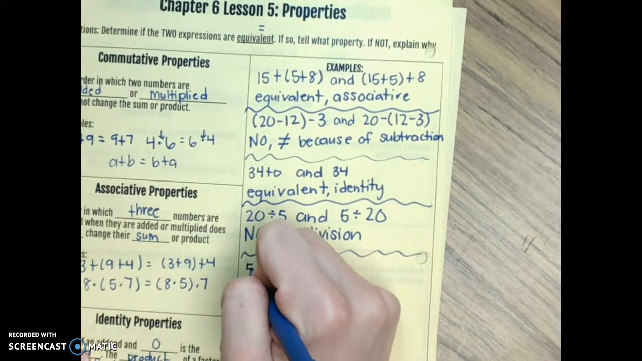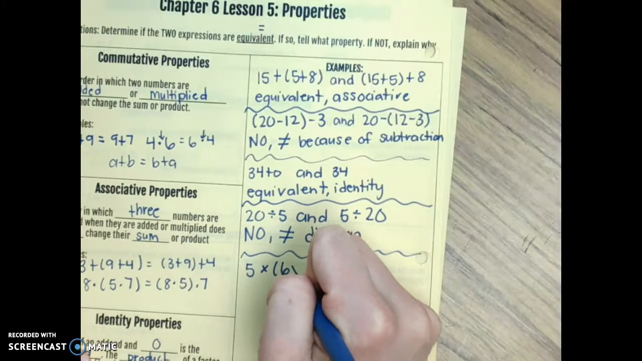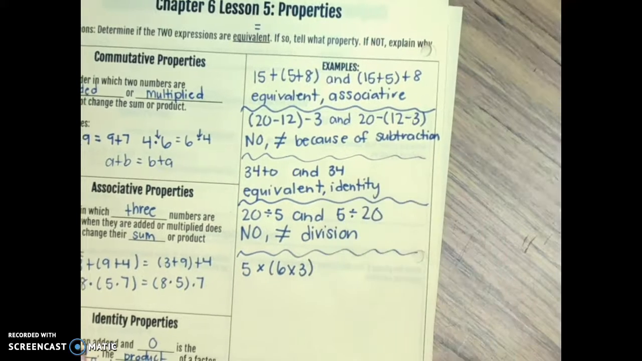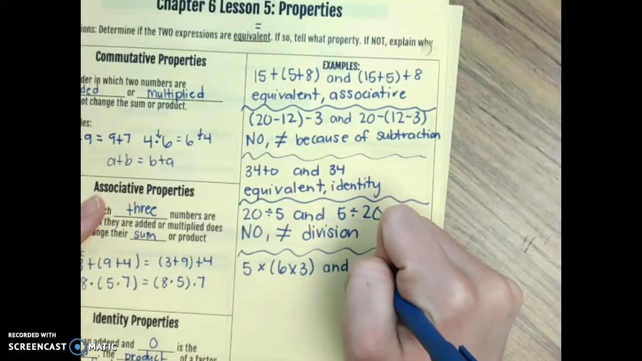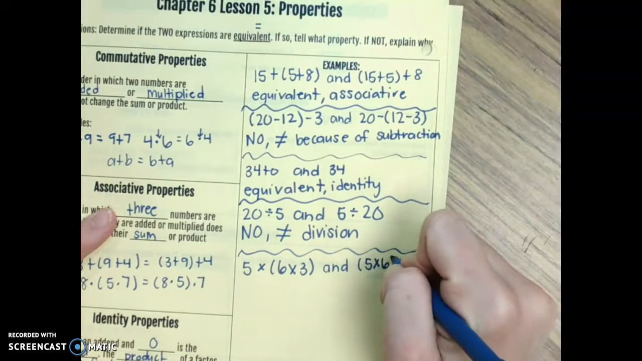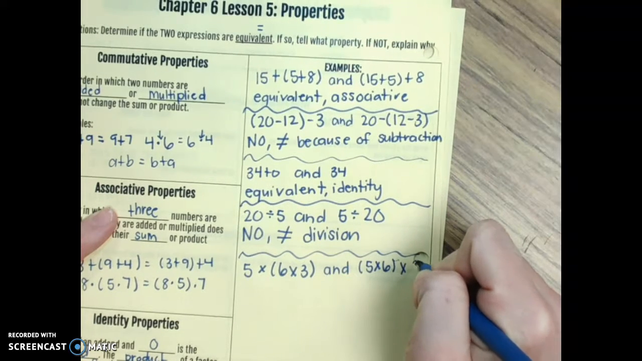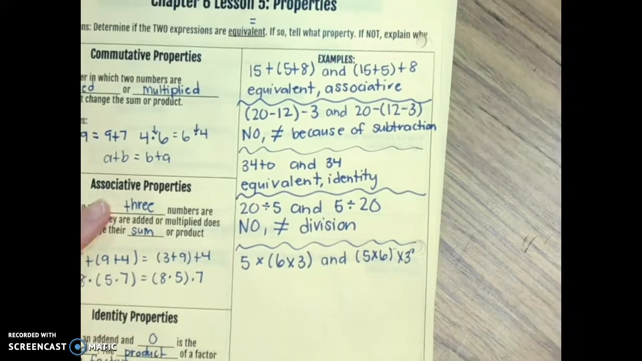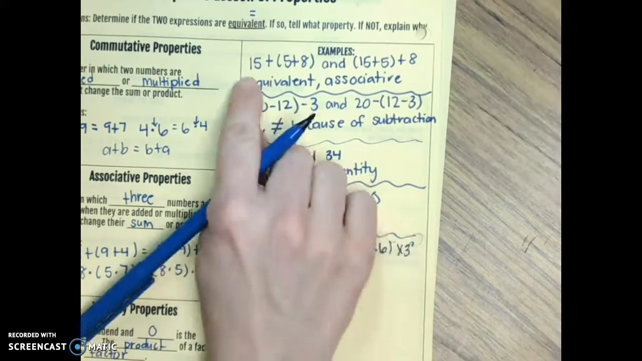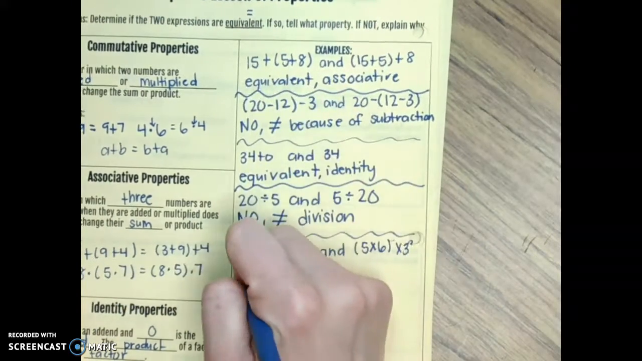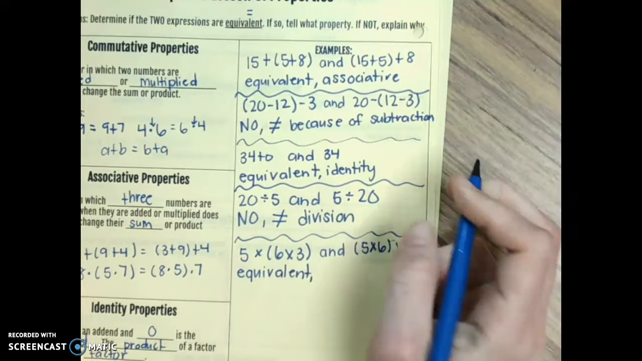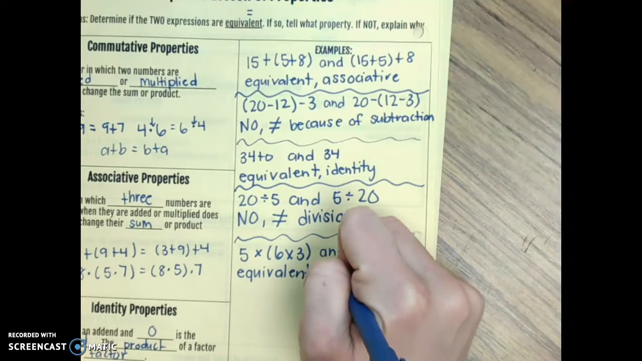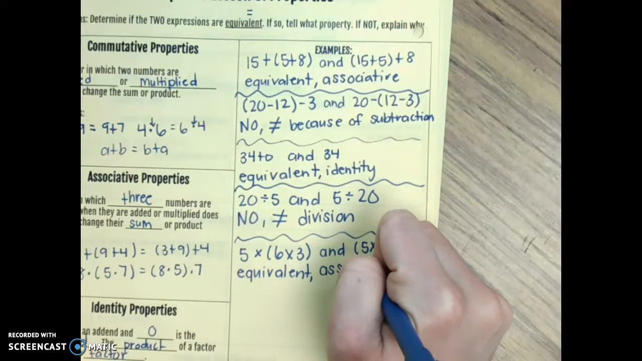Next one we have 5 times, in parentheses, 6 times 3. And in parentheses, 5 times 6. And then times 3. This one is equivalent, and remember we're grouping, so it looks very similar to this one. So equivalent, and we're going to write associative property because that's 3 and we're grouping things with parentheses.